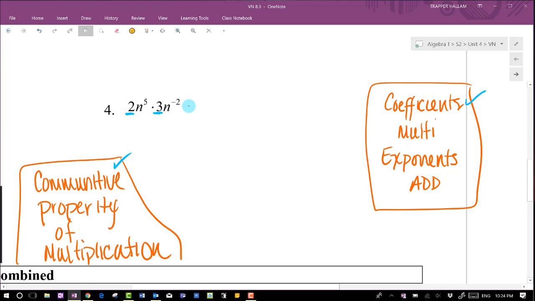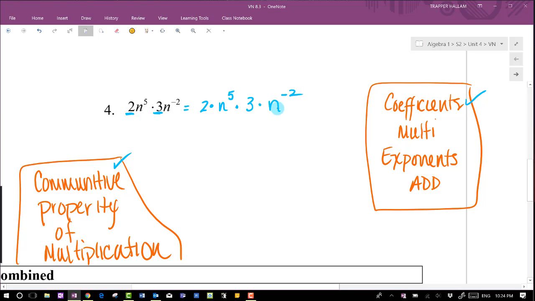So let's take a look at this one. I'm going to take 2 and separate it from the n by putting the multiplication there. It's implied here, I just want to see it. Sometimes it makes it a little easier for me. Now I'm going to go ahead and put n to the 5th times the 3 times n to the negative 2. Now what I'm trying to do here is change one rule at a time. And the secret is there's more than one way to do this. There's never a right way or a wrong way. You just choose to do one at a time, and chances are you won't make any mistakes.